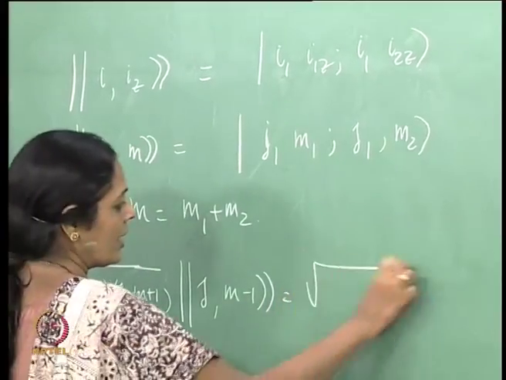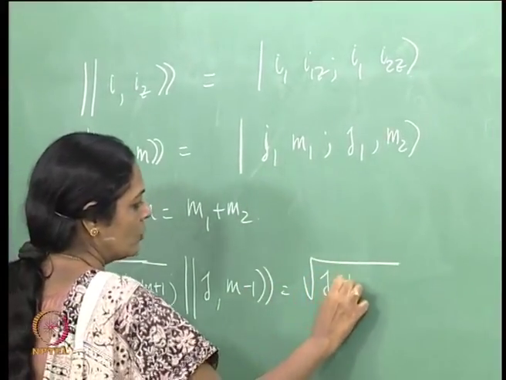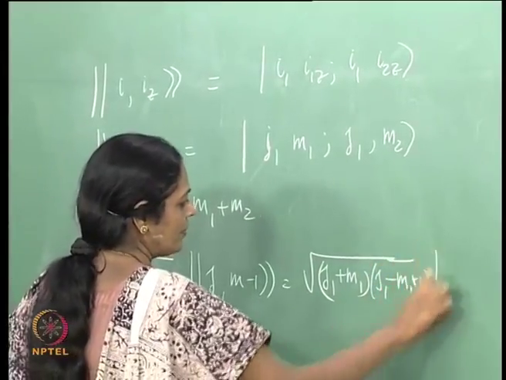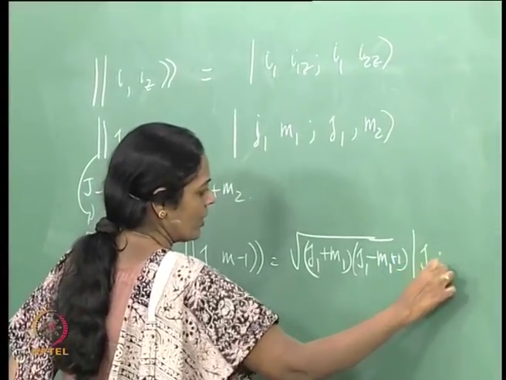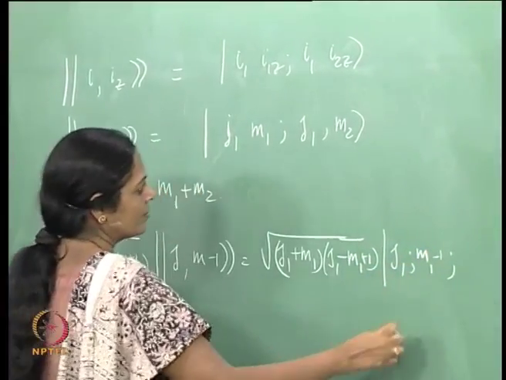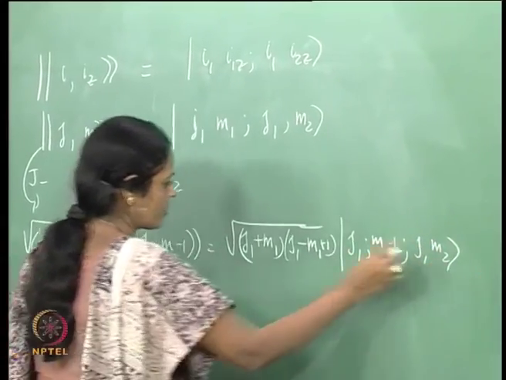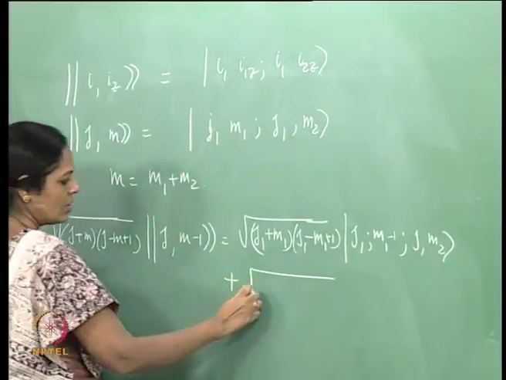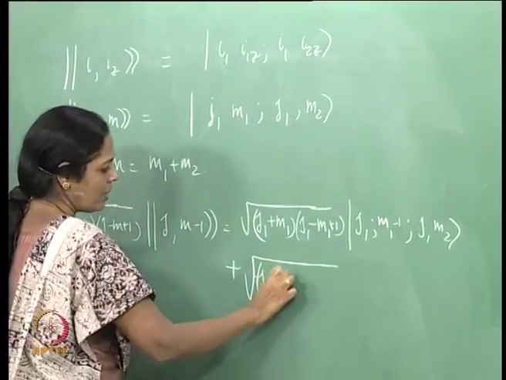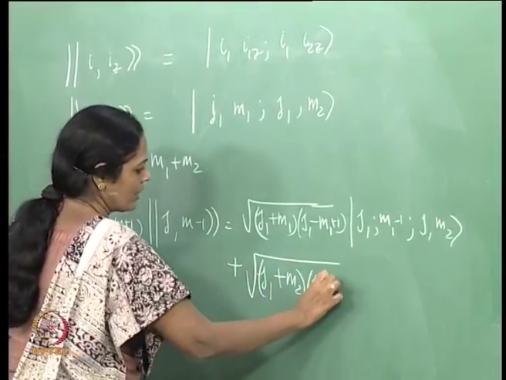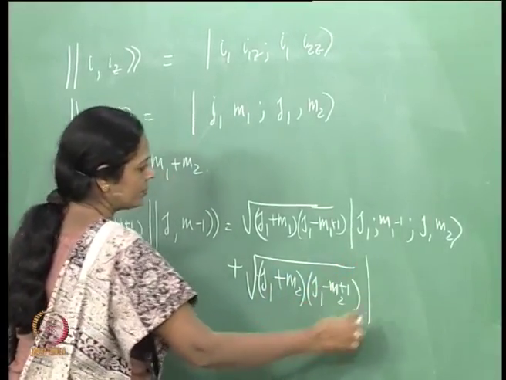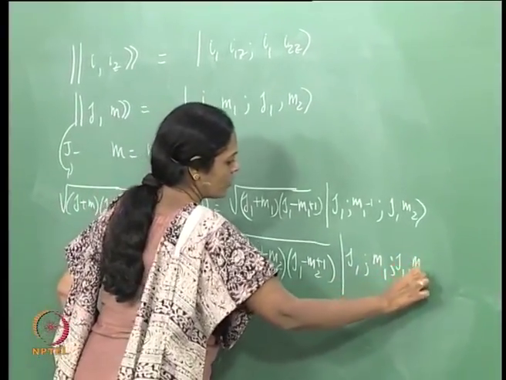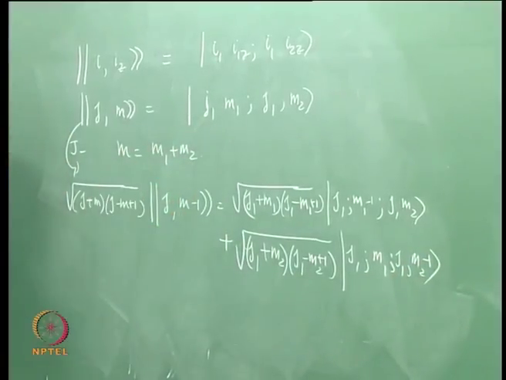On the right hand side the first term gives me root of J1 plus M1 times J1 minus M1 plus 1, and the state itself becomes J1 M1 minus 1, J1 M2, that is the first term. For the second term the operator acts on this, leaving the first alone, so I have root of J1 plus M2 times J1 minus M2 plus 1. The first state stays put, the second one, the M2 value changes by 1. So this is what I would have got.